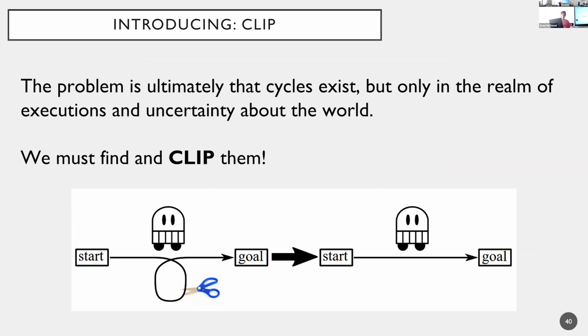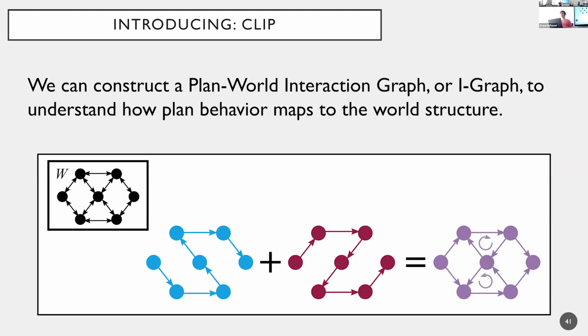So I'm going to talk a bit now about an algorithm that I developed during my PhD called CLIP. CLIP is an algorithm that identifies these cycles in behavior, and then it procedurally resolves them to get us all possible action-based sensors. So to identify how a plan's behavior results in cycles in the world, we need to translate that plan's behavior into a new structure, one that makes these links between behavior and the actual world on which the robot operates explicit.